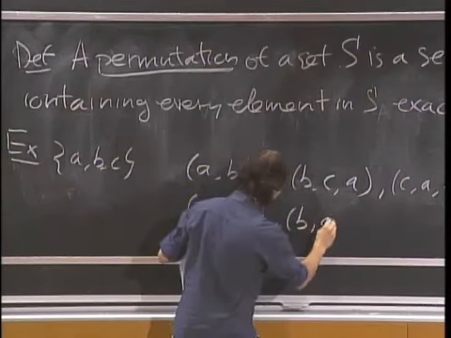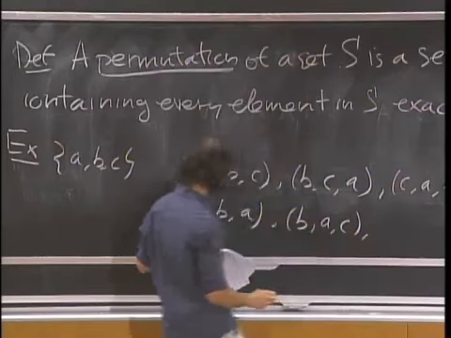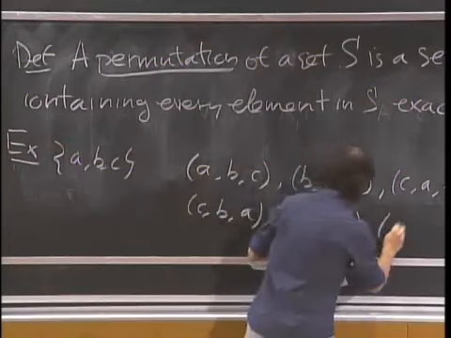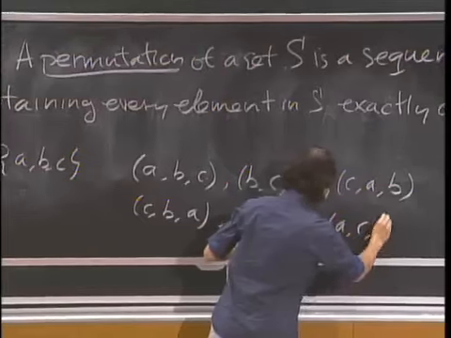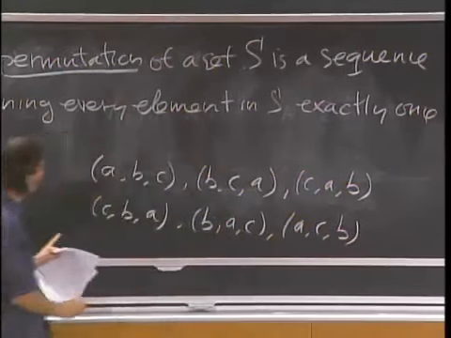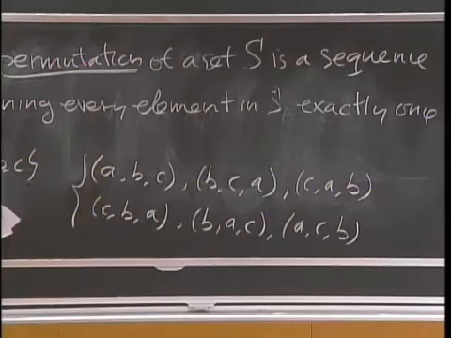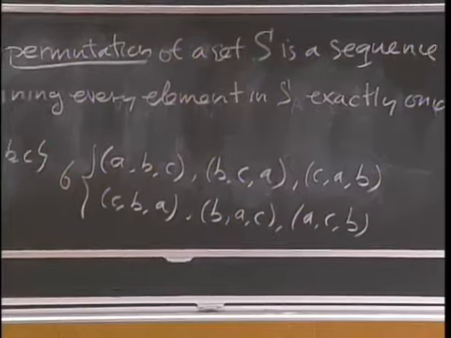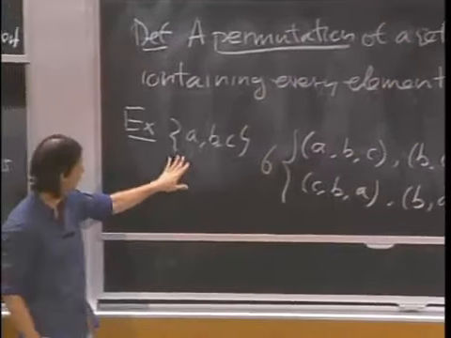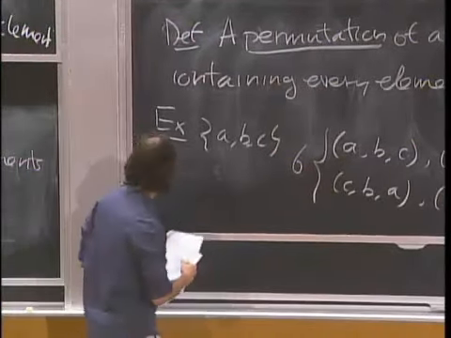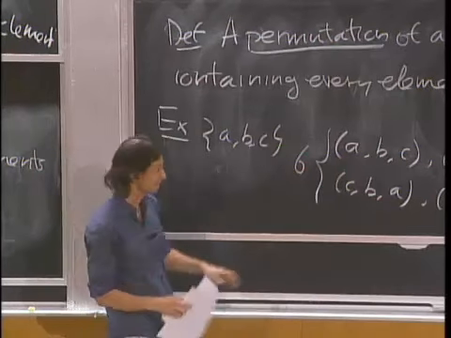So we have B, A, and then C. And then we may start with A, and we have A, C, and B. It turns out that this is actually all the possible permutations of this set. So there are 6 of these. And in general, how many permutations are there of a set of n elements? So let's have a look at what we did.